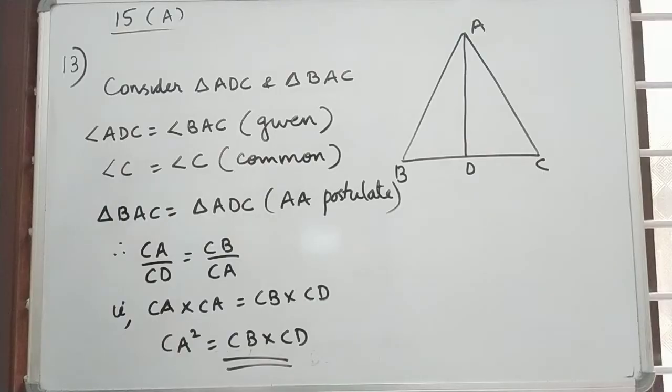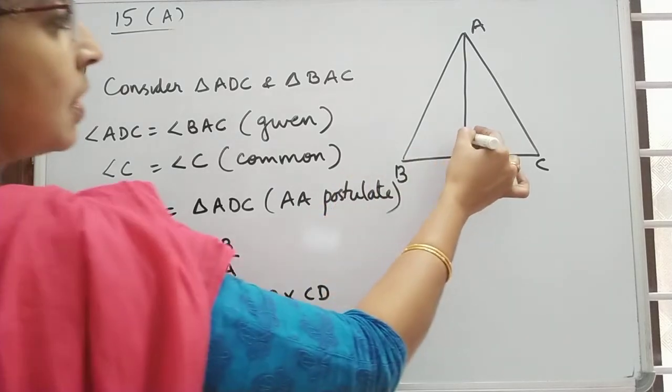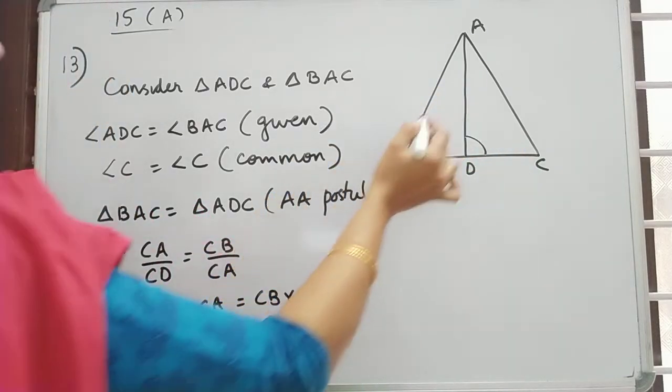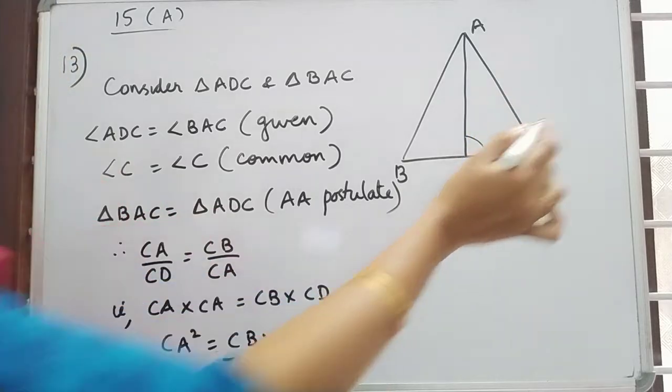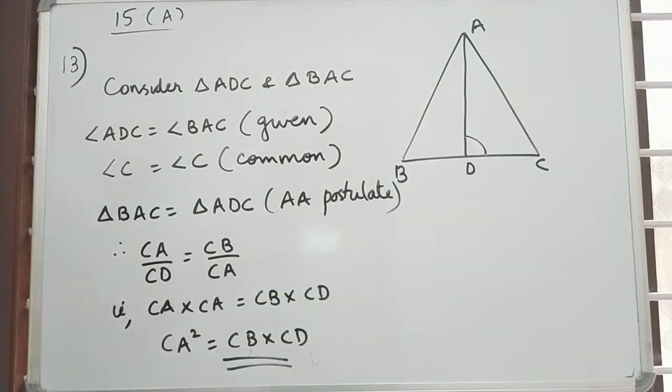Next, question number 13. D is a point on the side BC of triangle ABC such that angle ADC is equal to angle BAC. Prove that CA square is equal to CB into CD. Given D is a point on BC of triangle ABC such that angle ADC is equal to angle BAC. So ADC is equal to angle BAC, this one, BAC is this one.